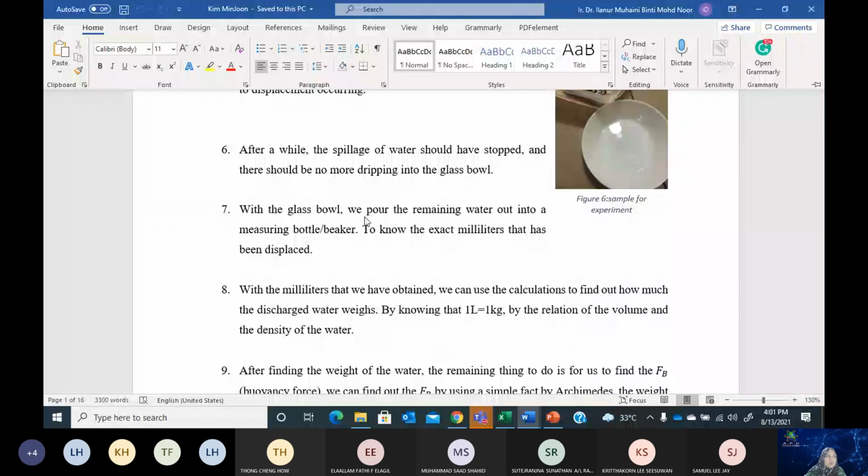With the glass bowl, we pour the remaining water into measuring bottle or beaker, because you want to measure how much ml. Maybe your mother has a beaker for measuring things to make cakes. If you really don't have, maybe can use the mineral water.